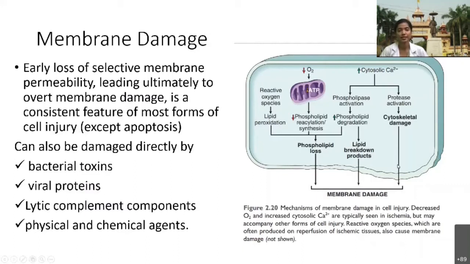Now, what are the effects of membrane damage? Again, when there is decreased oxygen supply or increased amount of cytosolic calcium, the reactive oxygen species will lead to lipid peroxidation. Decreased ATP will also lead to decreased phospholipid synthesis, and we know that the phospholipids and proteins are an integral part of the cytoskeletal system. So when these are lost, there will be membrane damage. Also, increased amount of cytosolic calcium will lead to phospholipase activation. This will cause degradation of the phospholipid. So there is decreased synthesis as well as increased degradation.